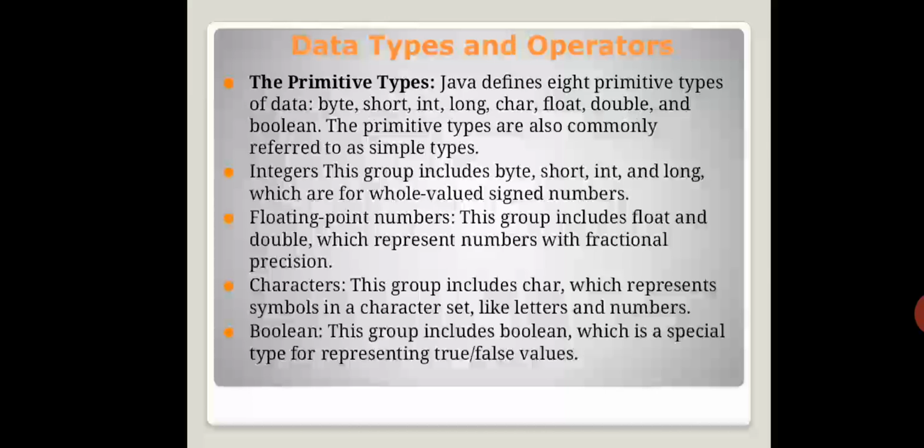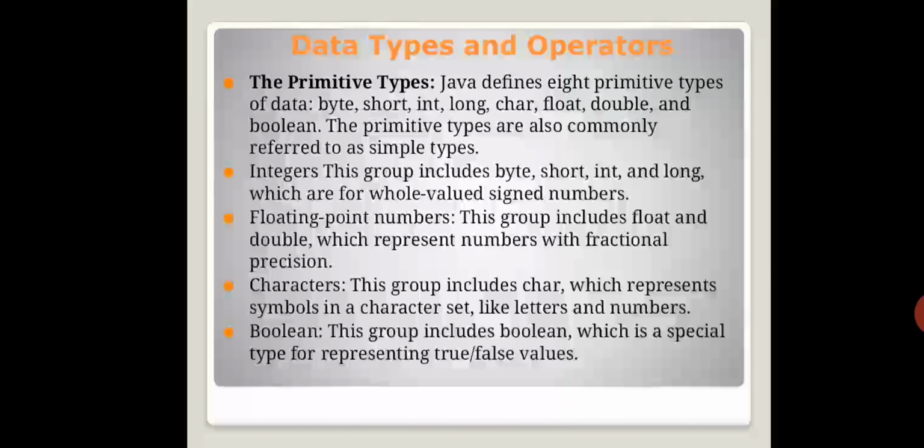Next one is floating point numbers. This group includes float and double, which represent numbers with fractional precision. So if you are using any decimal point concepts, if the number is like 5.7 or 200.85, in those cases you will be using a floating point number data type. Next thing is characters. This group includes char, which represents a symbol in a character set like letters and numbers. So characters can be numbers as well as letters. You would have used this char keyword in the previous programming language. Even Java supports the same.